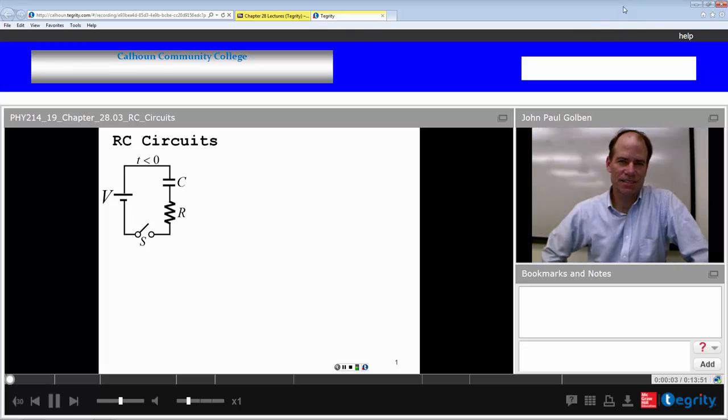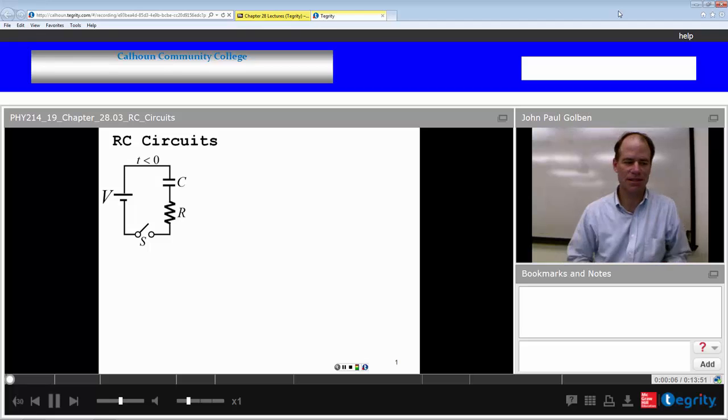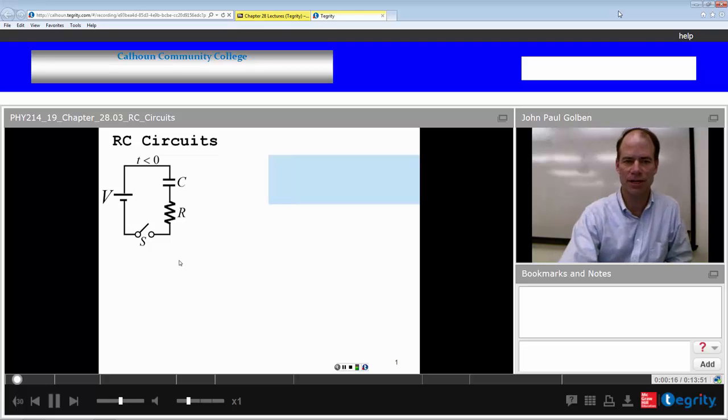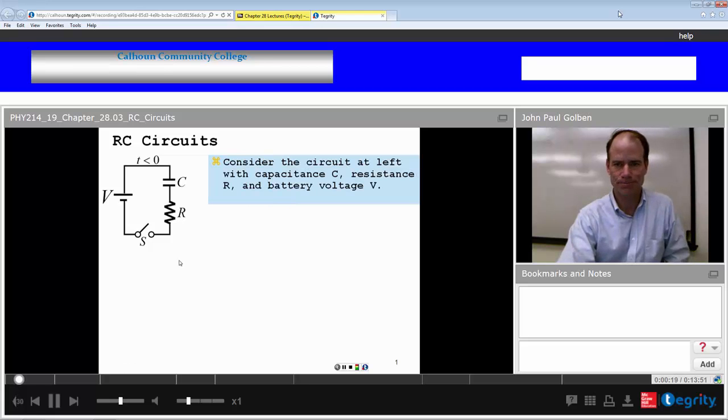Consider a series RC circuit that looks something like this. We have a battery, a capacitor, a resistor, and a switch. When we close the switch, what's going to happen? It's a DC circuit with a DC battery. What is going to happen?